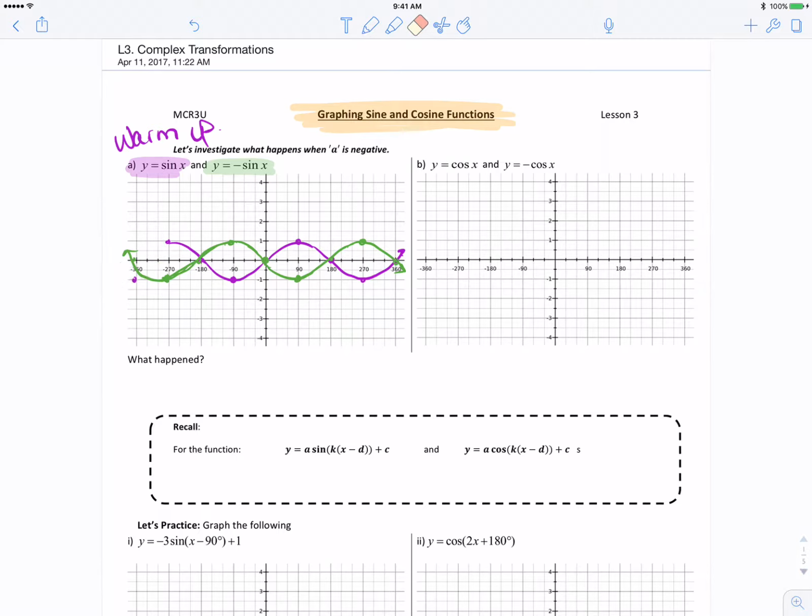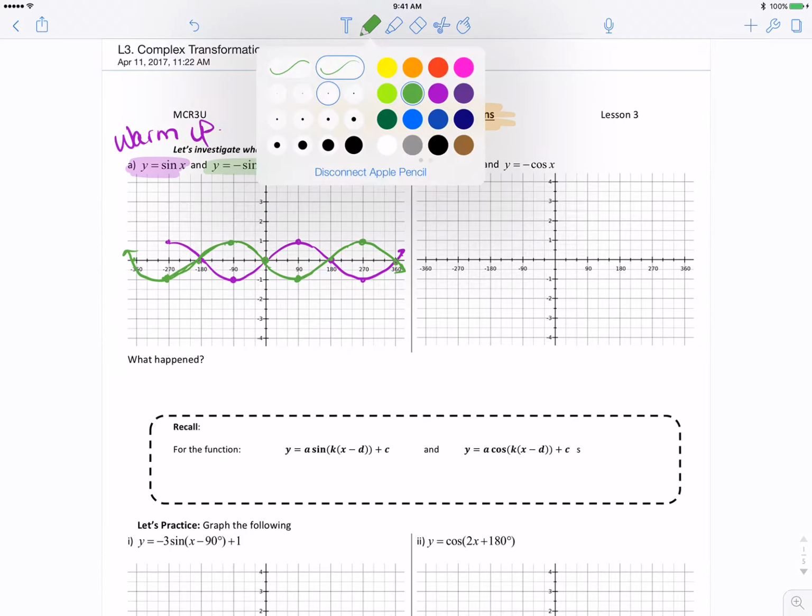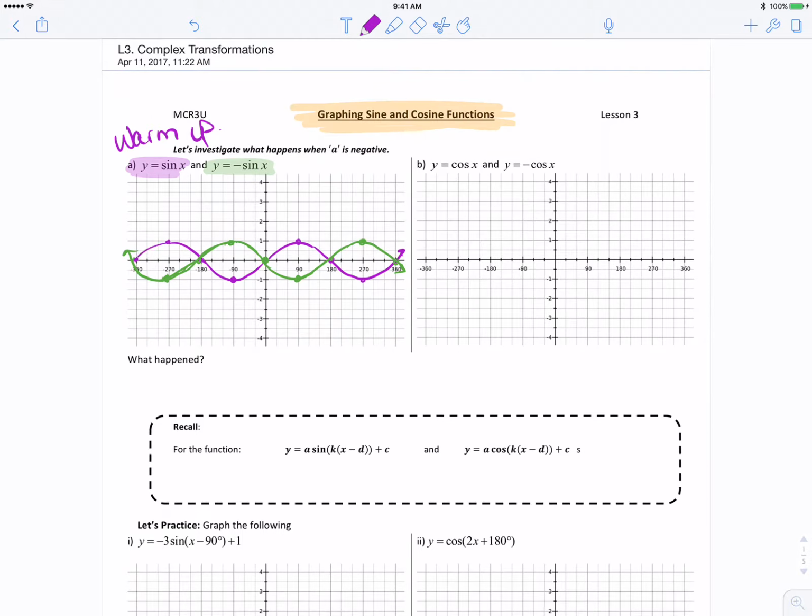Oh, I just realized there's an issue on this graph. Wondering why that didn't look right. Okay, beautiful.